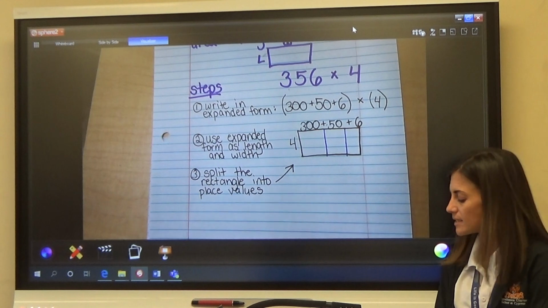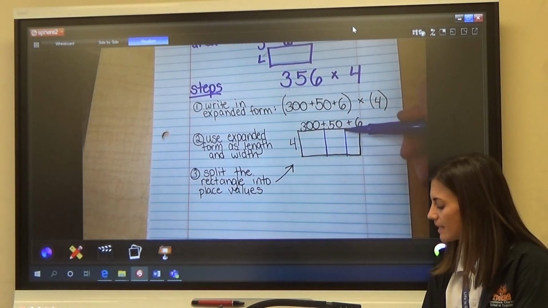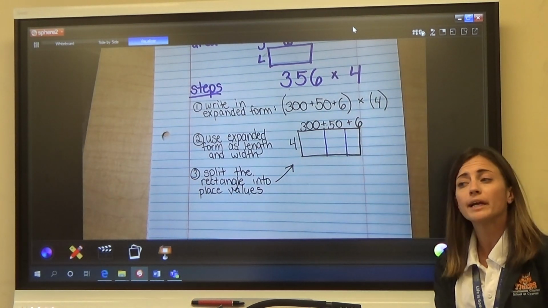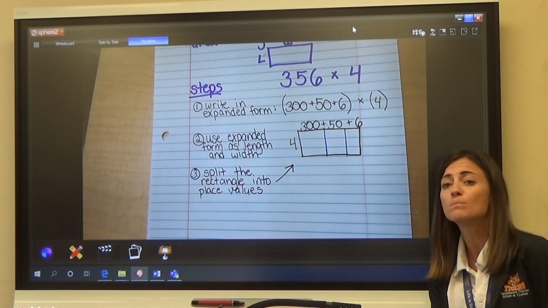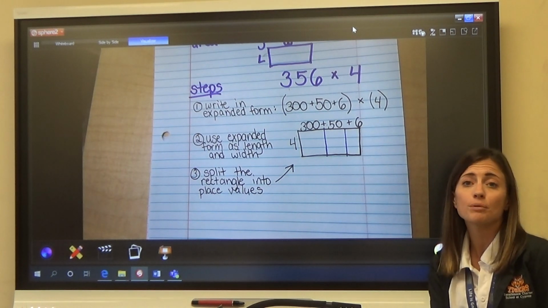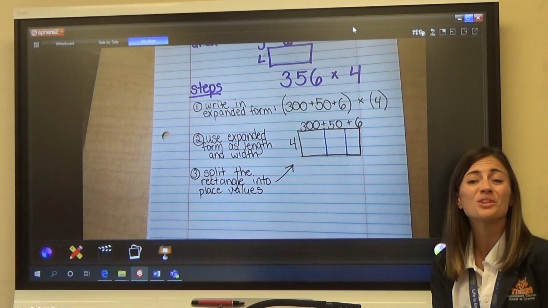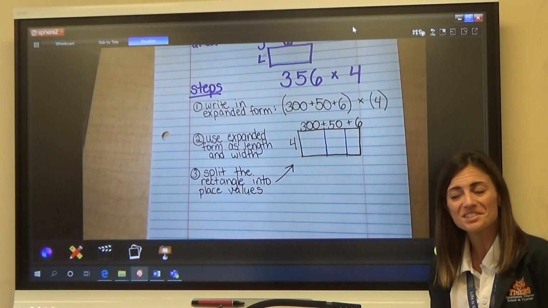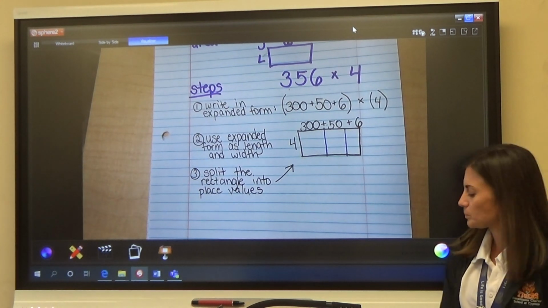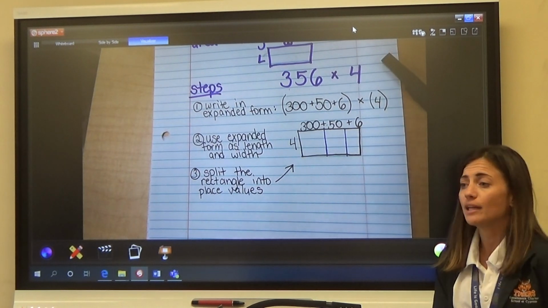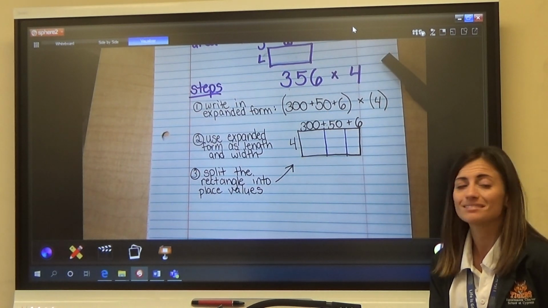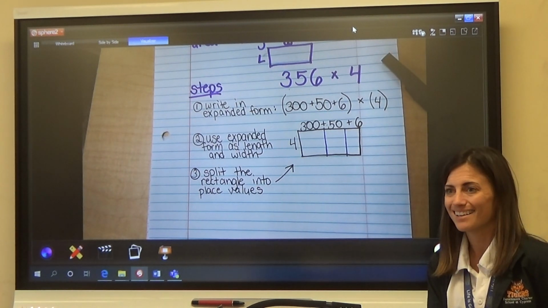So all we're doing is taking our plus signs and extending it straight down to break our rectangle into 3 smaller rectangles. This is like breaking our multiplication equation into 3 smaller equations. It's going to make it a lot easier. Any questions on that so far? We still doing okay? Yes.